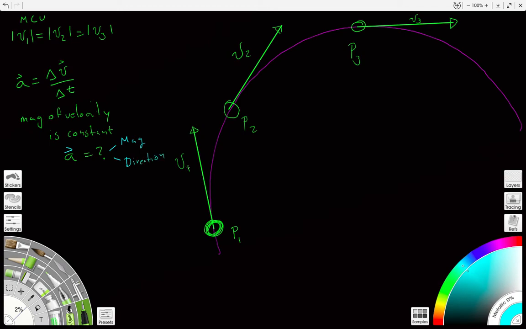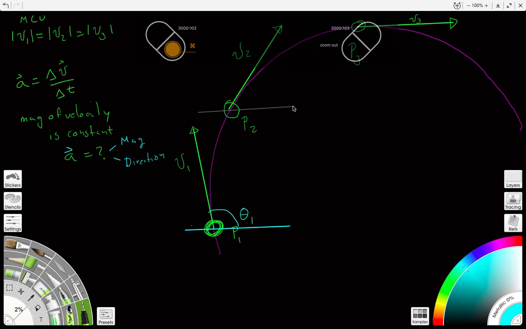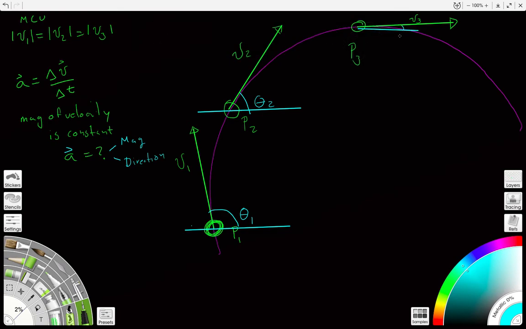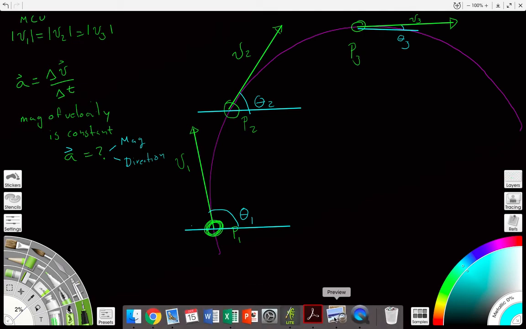Since these vectors are not changing in magnitude, the length of each vector remains the same, but the direction of these vectors definitely is changing. This is theta 1, which is different from theta 2, which is different from theta 3. So the direction of these vectors is actually changing. Let's look at a graph that I found in a book. It's pretty nice. It helps us look at this.